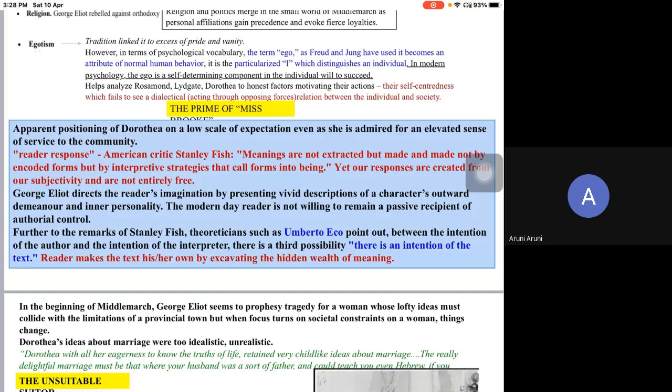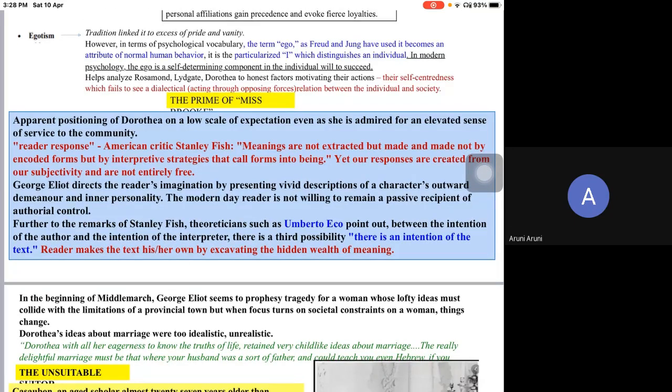Further to the remarks of Stanley Fish, theoreticians such as Umberto Eco point out that between the intention of the author and the intention of the interpreter, there is a third possibility. There is an intention of the text. So the reader makes the text his or her own by excavating the hidden wealth of meaning. When you understand the text in your own way, we can say that you have unearthed the hidden wealth of meaning from the text, which is your own, right?